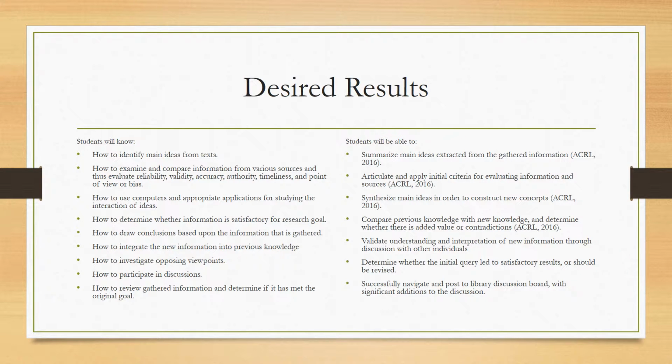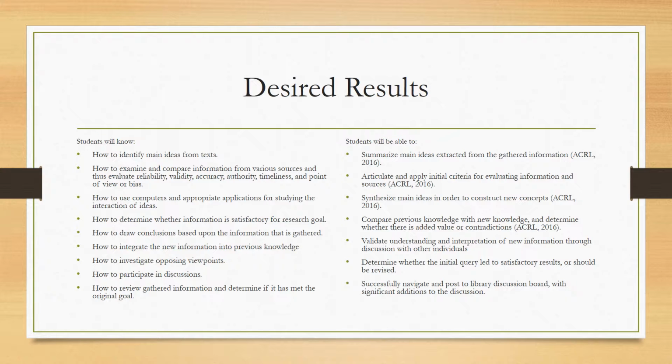By the end of this course, each student will know how to identify main ideas from texts, how to examine and compare information from various sources and thus evaluate reliability, validity, accuracy, authority, timeliness, and point of view or bias, how to use computers in appropriate applications for studying the interaction of ideas, how to determine whether information is satisfactory for research goals, how to draw conclusions based upon the information that is gathered, how to integrate the new information into previous knowledge, how to investigate opposing viewpoints, how to participate in discussions, and how to review gathered information and determine if it has met the original goal.